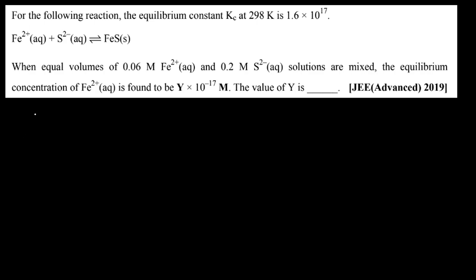So let's write it down that we are given one reaction: Fe2+ aqueous plus sulfide ion aqueous giving iron sulfide solid. Very careful, right? And for that, Kc is given. Kc comes out to be 1.6 into 10 raised to the power 17.